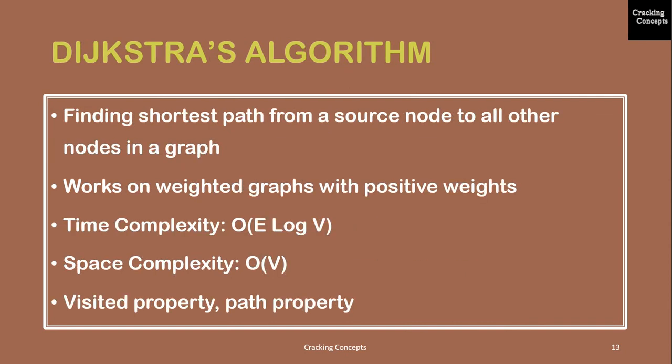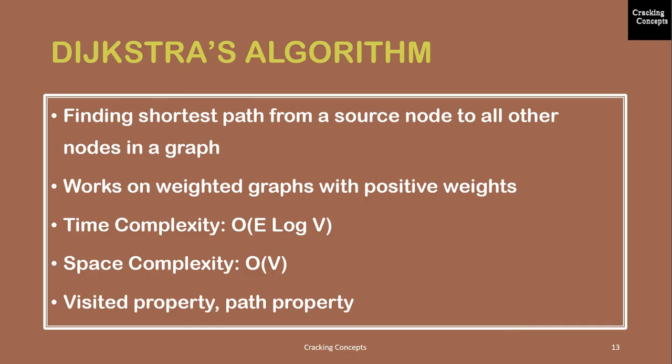Now, Dijkstra's algorithm is a type of greedy algorithm. It is used for finding the shortest path from a source node to all other nodes in the graph. So it gives you a single source shortest path. It only works on weighted graphs with positive weights. Its time complexity is O(E log V), where E is the number of edges and V is the number of vertices. Its space complexity is O(V).